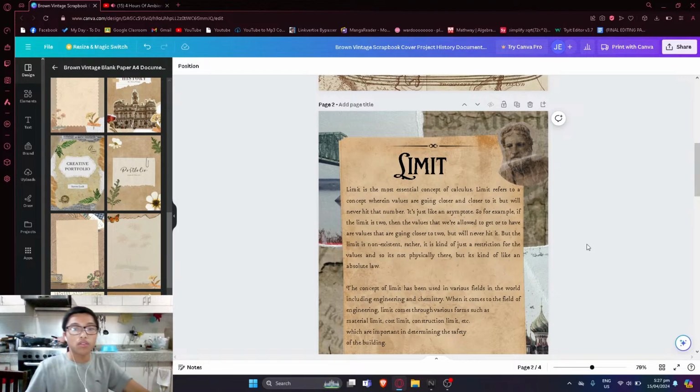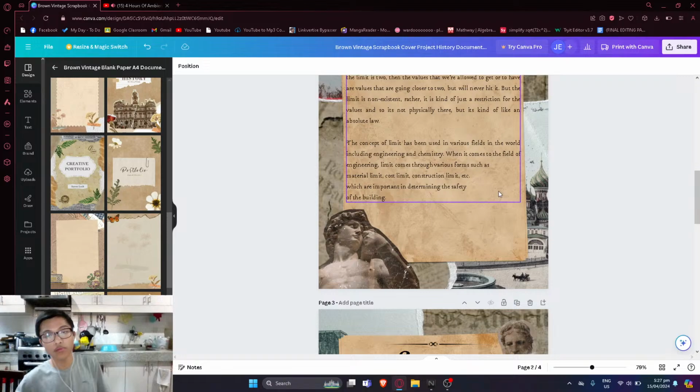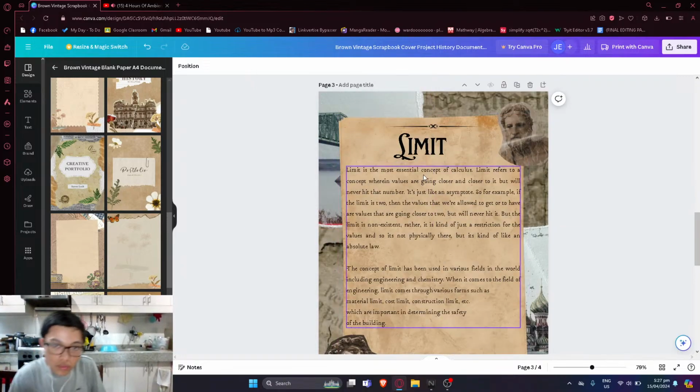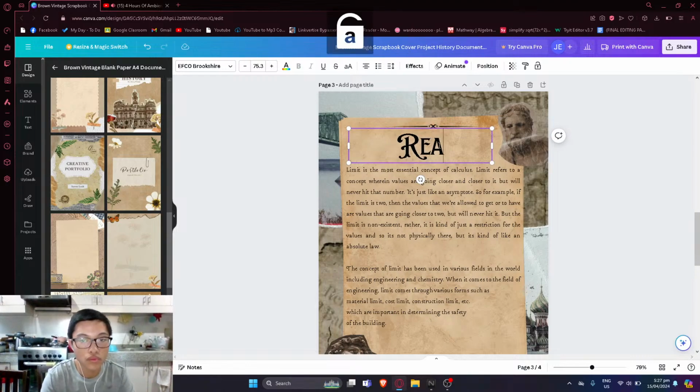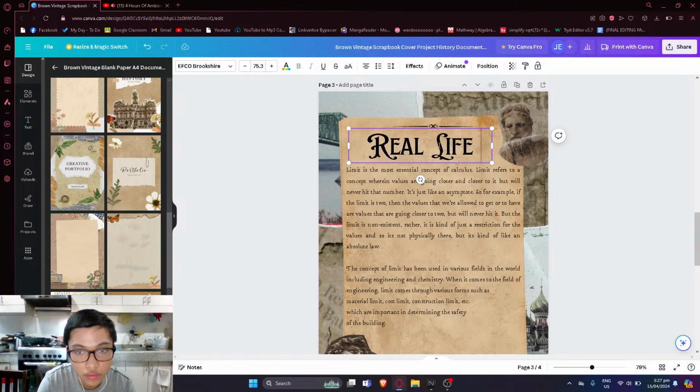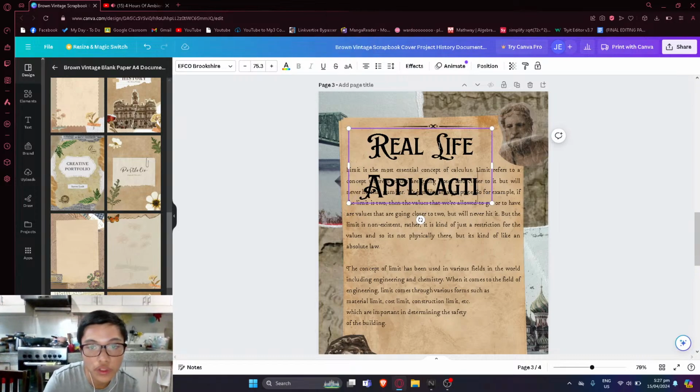So a limit is the most essential concept of calculus. Let's do a real-life application of a limit.